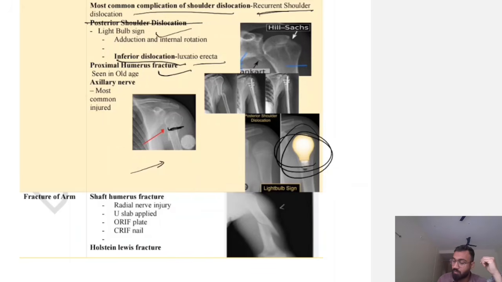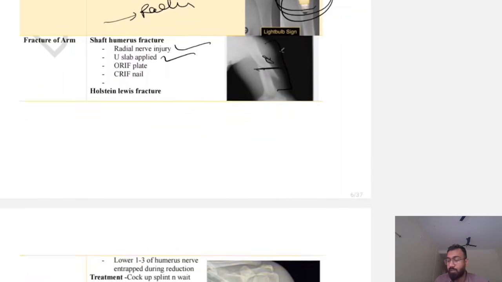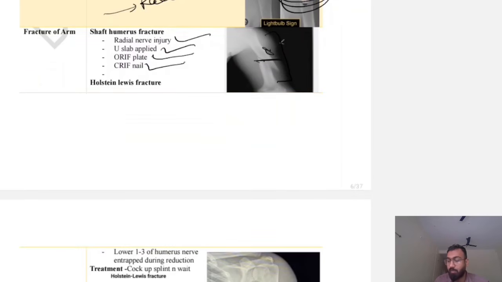Okay. Next is fracture in the arm. So this is the humerus, the shaft of the humerus. Here is the spiral groove and the radial nerve. The radial nerve passes through the spiral groove, and if it is fractured at this level, the patient will present with radial nerve injury. A slab you have to apply, and there are two ways of fixing it, by putting a nail or a plate.